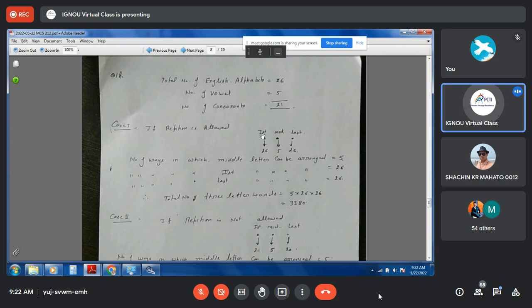Now, for the first letter, you have 26 options, 26 alphabets. Any letter from 26 can be used there because repetition is allowed. Repetition allowed means the vowel used there can also be used here. So there are 26 options, and for the last letter also there are 26 options. That is the difference between the previous numerical and the numerical in the exam.